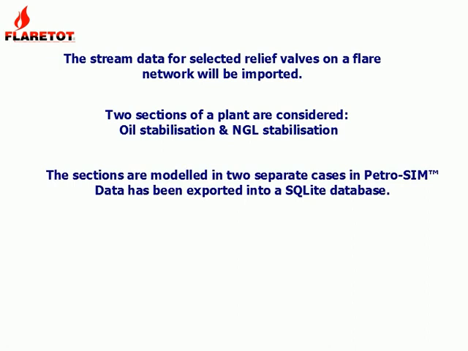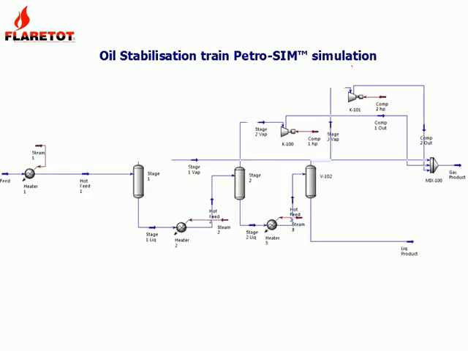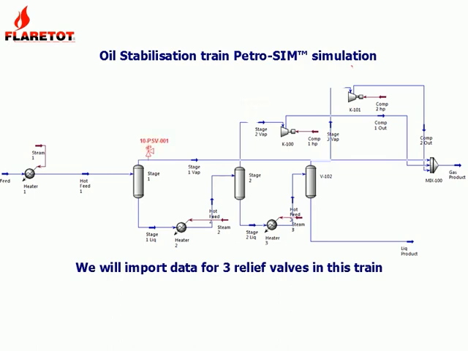The two sections have been modeled in two separate cases using PetroSim. The stream data has already been exported into a SQLite database using PetroSim. We will import stream data for 3 relief valves located in the oil stabilization train.